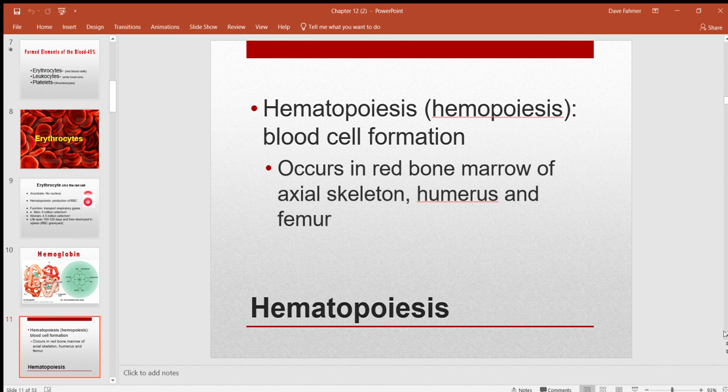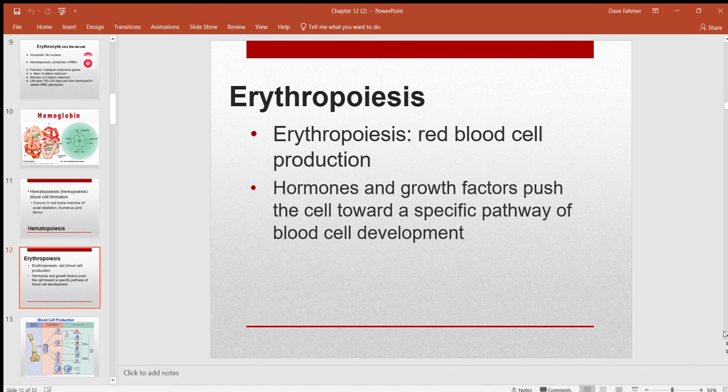There's a term that's used for the making of blood cells, and that's called hematopoiesis. I threw it in there because this word usually always comes up when we talk about cell components. And hematopoiesis consists of the making of all 3 of the different kinds of blood cells.